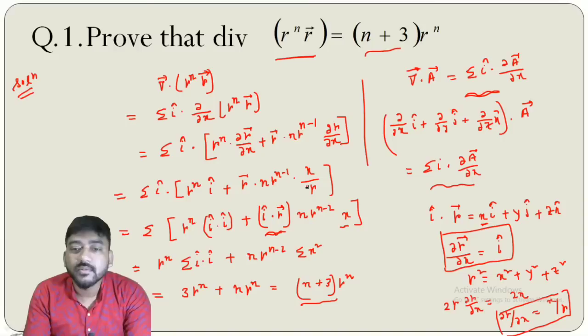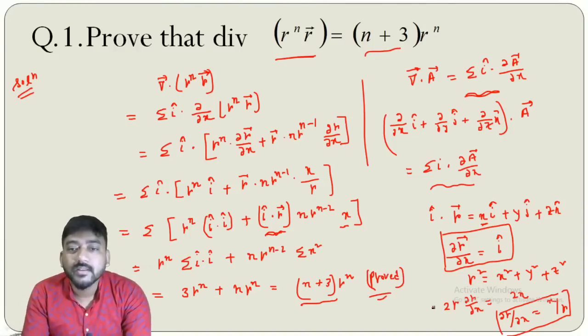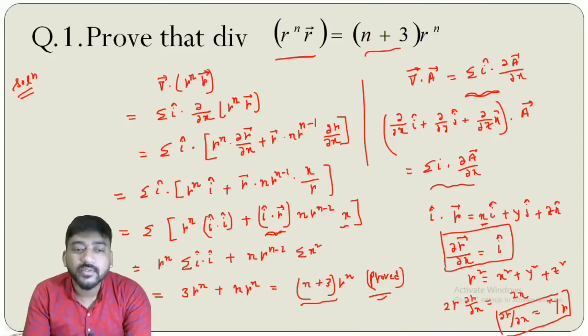You have to prove this, so this is proved. The divergence of r to the power n into r vector is nothing but n plus 3 r to the power n. Now let's move to the next question.